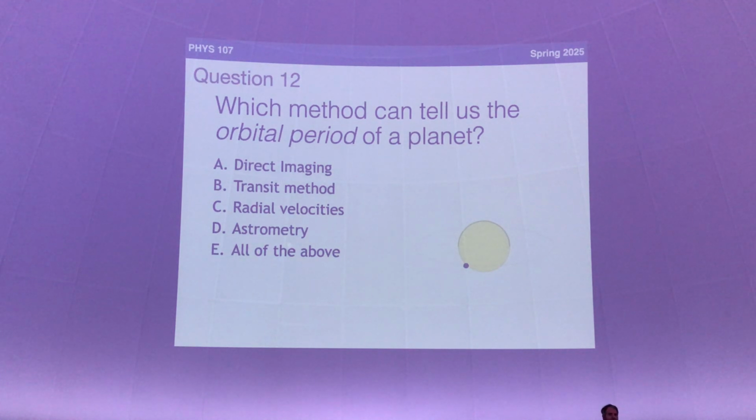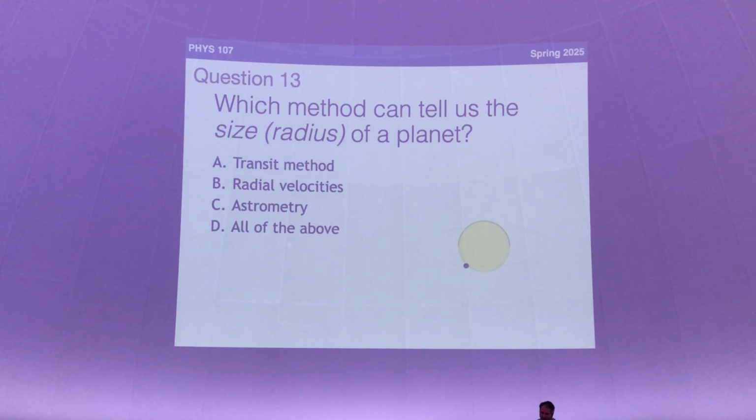It takes different amounts of work. Transit and radial velocities, these middle ones, get us the period quickest, but you can get the period every time. Now, which one of these gets us the radius of the actual planet? The transit method, radial velocities, astrometry, all of the above. I got B a lot, and I got a few A, and I got about half B, half A.